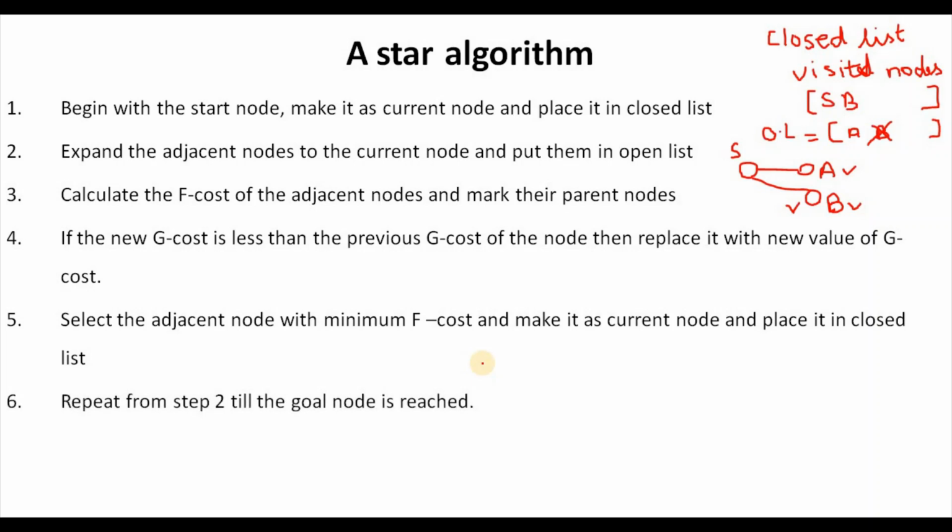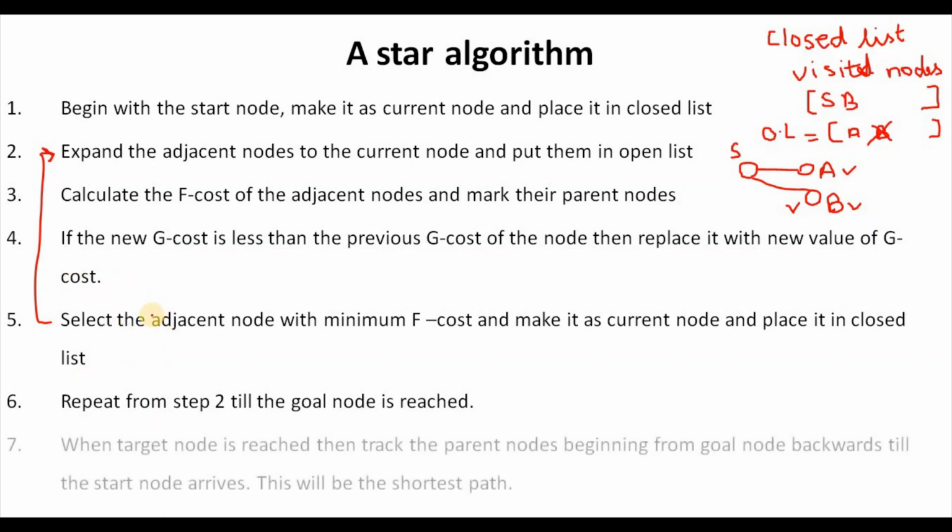Repeat from step 2 till the goal node is reached. After we have completed step 5, we go back to step number 2. We again do the same thing: start from the current node, explore its adjacent nodes, calculate the F cost, and select the node with minimum F cost. We keep repeating this process until we reach the target. Once we reach the target, we start tracking the parents of each node, and eventually we reach the source or the starting point. This will be our shortest path.